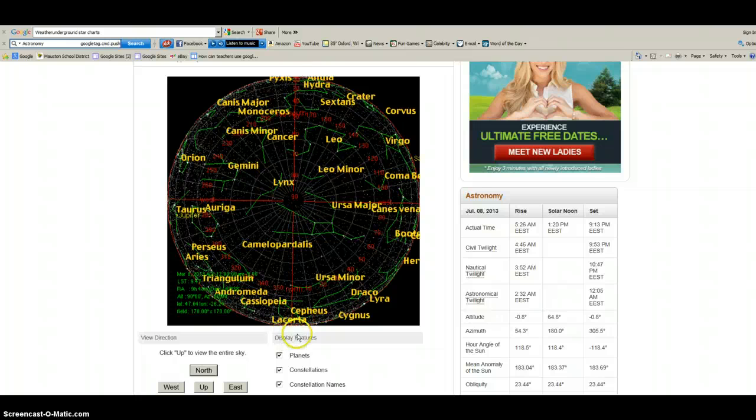Now there's another thing we want to look at, and that is carbon dating.